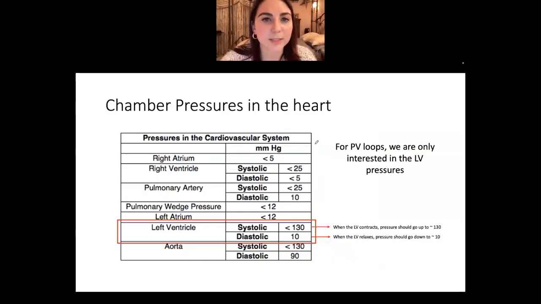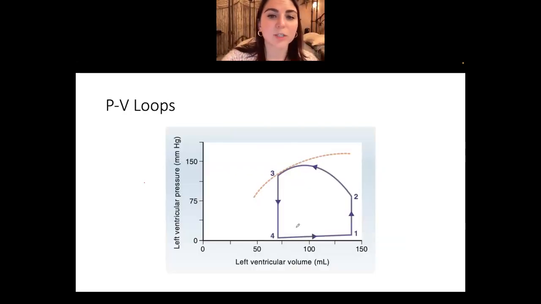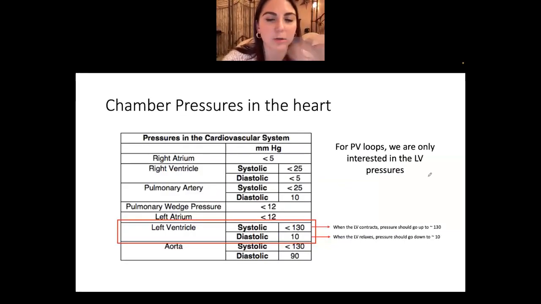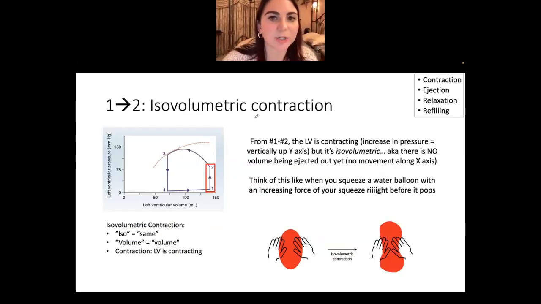And then if we go through the slides, you should know the normal pressures in the heart. Sometimes those are asked as quickie multiple choice questions. But remember with pressure volume loops, we're only looking at the left ventricle. The pressure volume loop is just for the left ventricle. So when it's talking about, oh, 130 and 10, it goes up to 130 and 10. And that's why when it's talking about systole and diastole, this is only the left ventricle. So it's just a little reminder with the pressure volume loops. Don't really think about these other pressures.